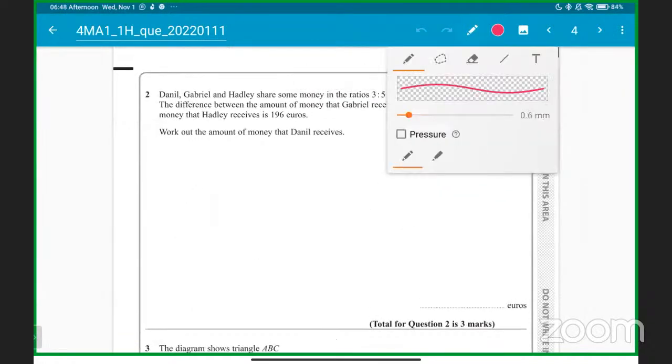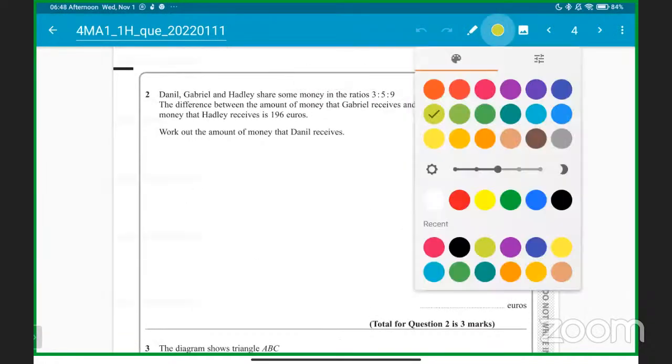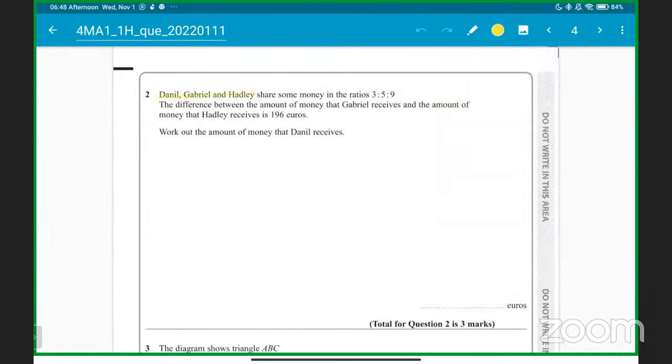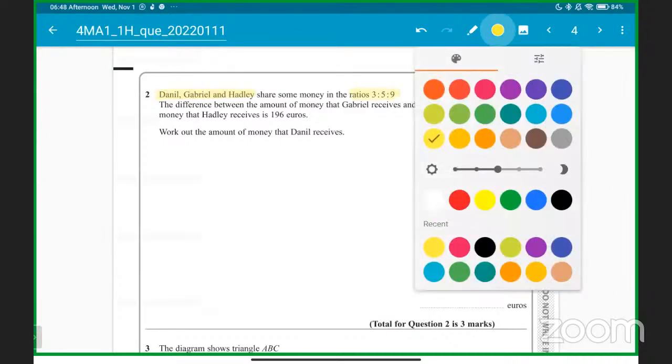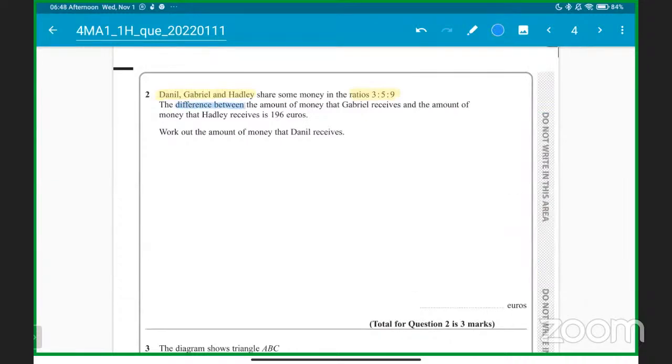Okay, next one is we have 3 people, that is Daniel, Gabriel, and Hadley, DGH. They share some money in the ratios 3 is to 5 is to 9. And the difference between the amount of money that Gabriel receives and the amount of money that Hadley receives is 196 euros. Work out the amount of money that Daniel receives.